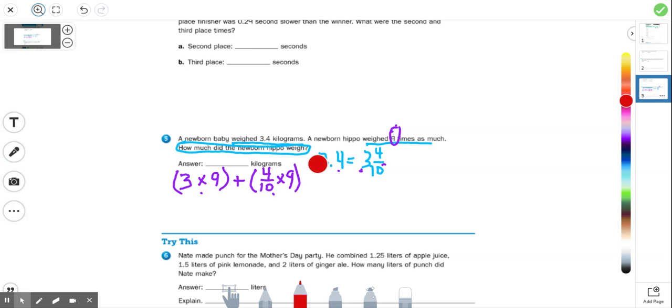Let's go with 3 times 9. Well, look in your journal, or you can remember from your multiplication facts, it's 27. And then 4/10. Let's do that one off to the side. I need a little bit more space. Times 9. Well, 9 is simply written as 9 over 1. And so what's 9 times 4? Look it up if you need to, or hopefully you know your facts. 36. 10 times 1 is 10.